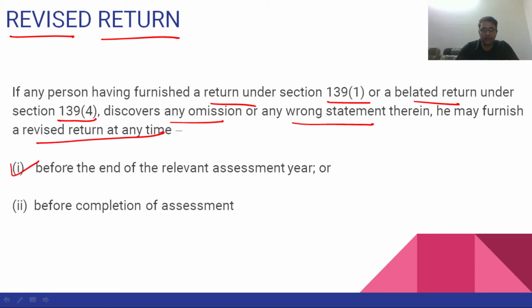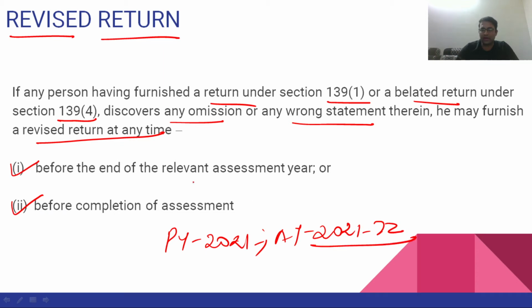Now, what is the time limit? Before the end of the relevant assessment year. That means for previous year 2021, assessment year is 21-22. So before this year he can file a revised return, or before completion of the assessment, whichever is earlier. So in case you filed your returns in time, and the assessing officer completes your assessment, then in that case you cannot file a revised return. But otherwise you have time till the end of the relevant assessment year to file your revised return.